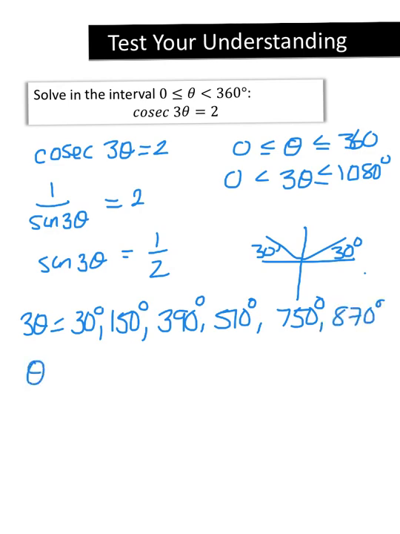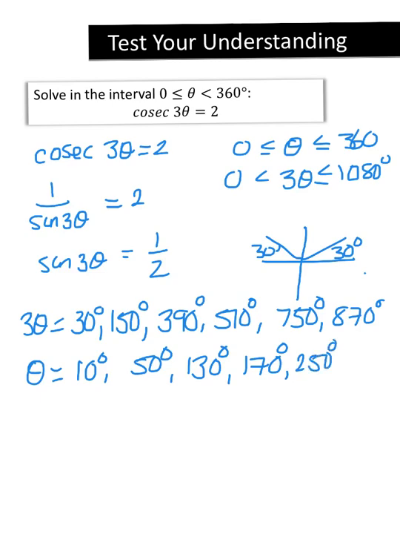Dividing through all by 3 will give us 10 degrees, 50 degrees, 130 degrees, 170 degrees, 250, and finally 290. And there we go. We've solved that equation.